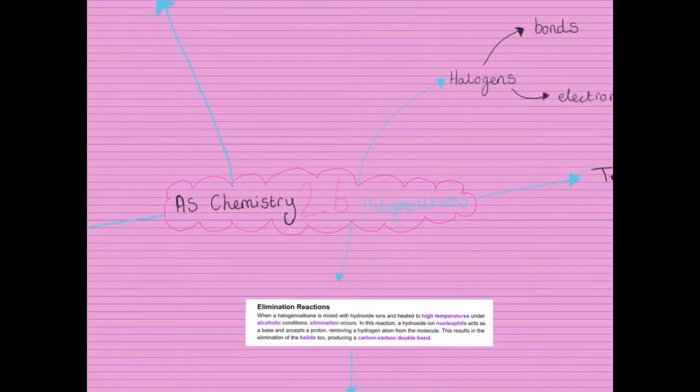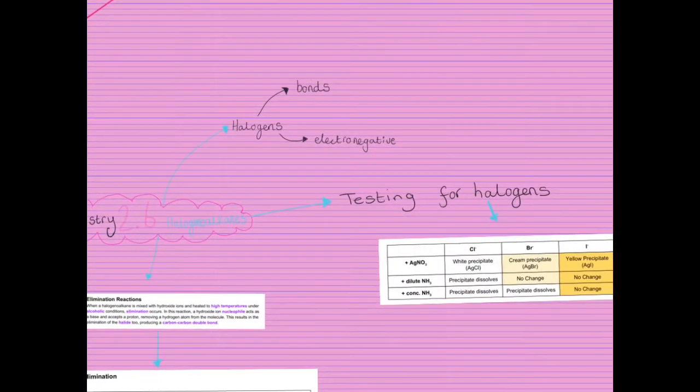Right, so this is 2.6, halogenoalkanes. Halogenoalkanes are alkanes, so carbon and hydrogen bonding, hydrocarbons, no double bonds, that contain a halogen. A halogen is group 7, mainly chlorine, bromine and iodine. It says here that one or more hydrogen atoms are replaced with a halogen.